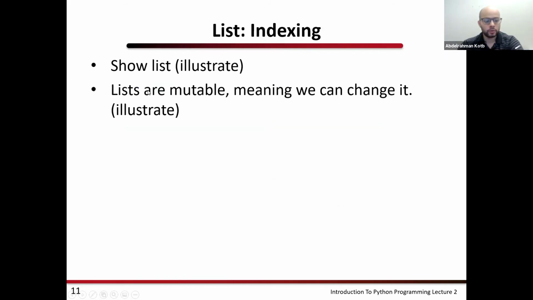So let's see how lists work, and lists are mutable. This is actually a very common word in Python when we say this is mutable or this is not mutable. Mutable means we can change it. We can remove something, we can add something, we can change something. Mainly the changing is what defines a mutable thing. I'm going to show you examples. So let's look at lists.